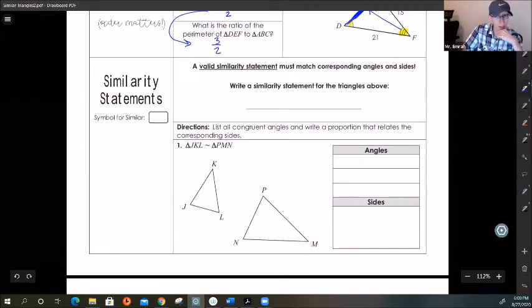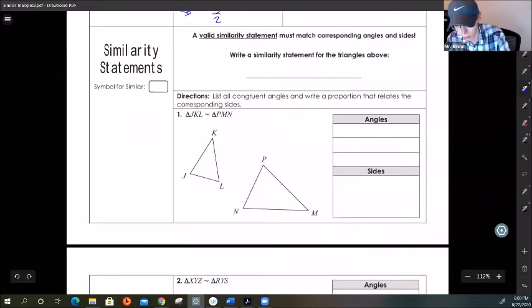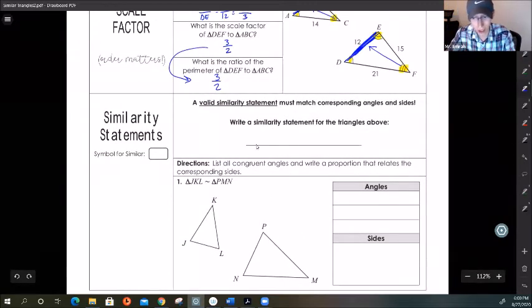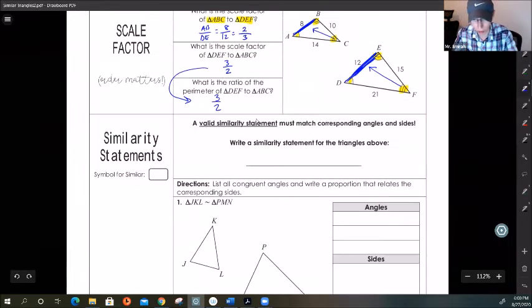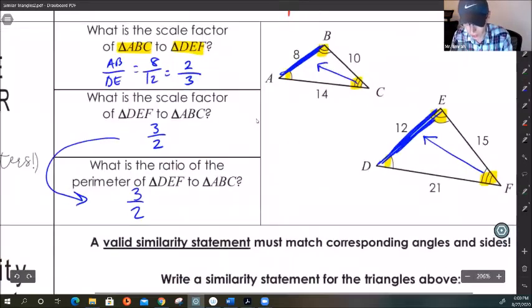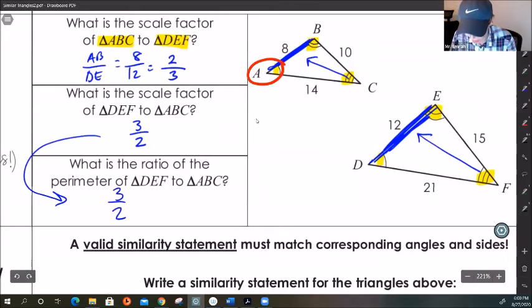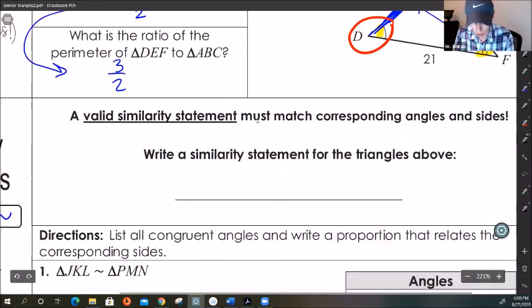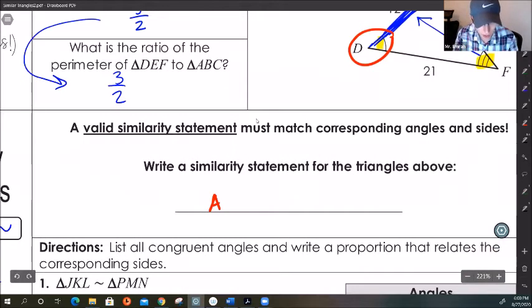A similarity statement must match corresponding angles and sides. Write a similarity statement for the triangles above. So how am I going to write that this triangle is similar to the other one? I'm going to be using this similar-to symbol, a squiggly sign. And now you got to go with the corresponding angles. I have a single marked angle A, and the single marked angle here is D. So if I just name the first triangle however I like, I want to name it ABC, triangle ABC is similar to triangle.